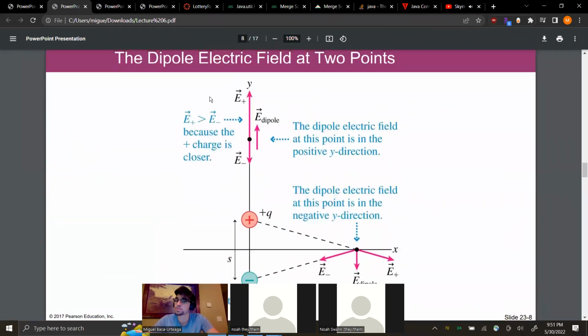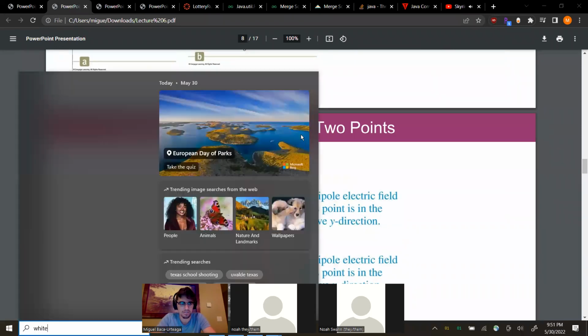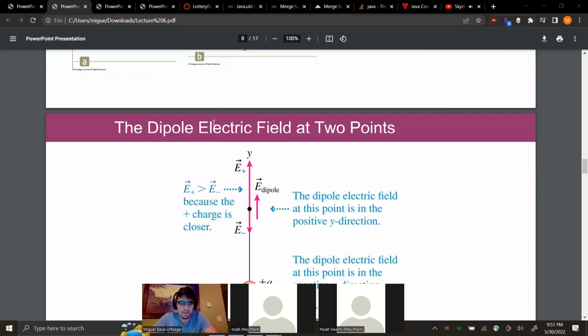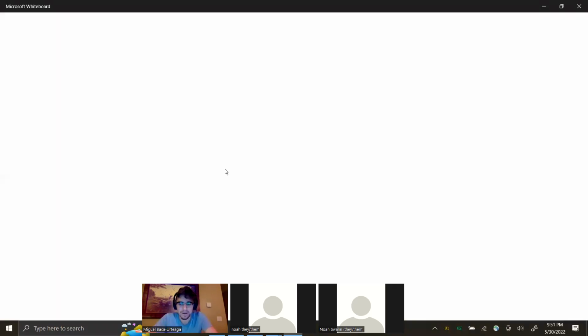So this is talking about the electric field at 2 points. Let's try to simplify it a little bit. Let's get the whiteboard out. This one's pretty simple, so it shouldn't take too long, hopefully.